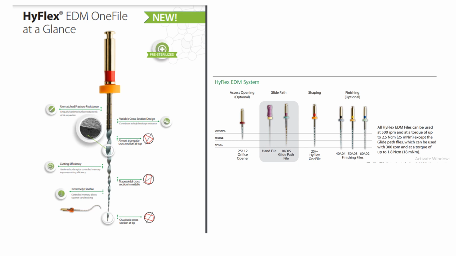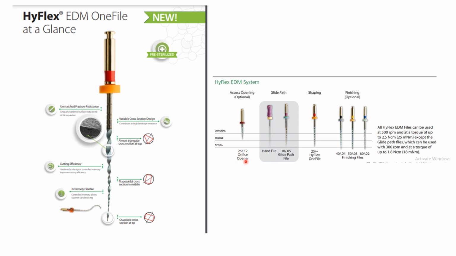So if we talk about HyFlex EDM, it is a single file system. So only one file is used to prepare the entire canal. The manufacturers claim that it has unmatched fracture resistance. It has a variable cross section, and the cutting efficiency of these files is very good. They are extremely flexible.